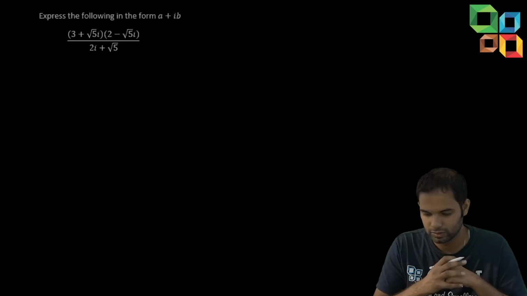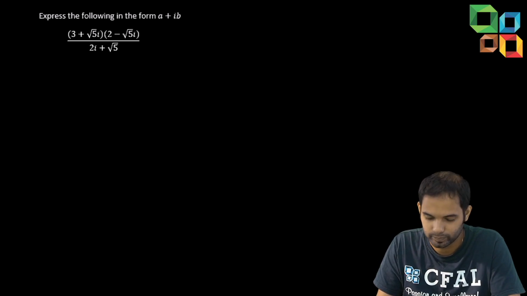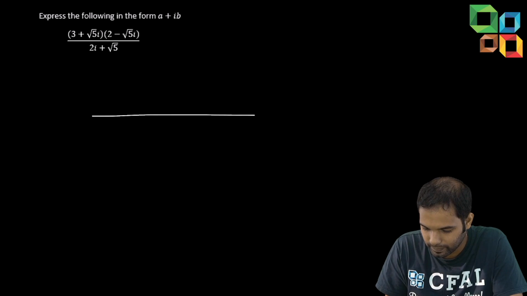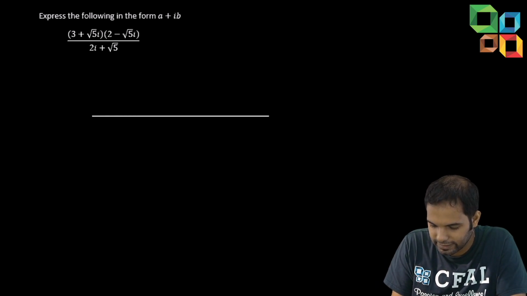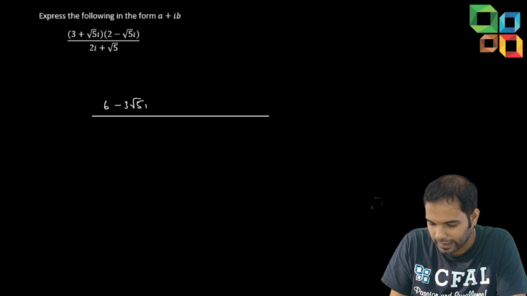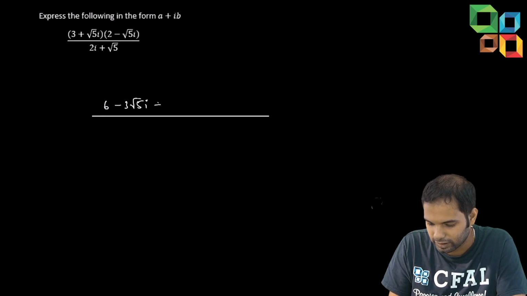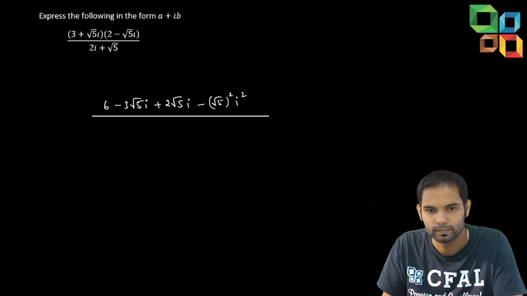Okay. So let us try this problem. We want to write in terms of a plus ib, right? So numerator, we can just multiply. So it's 3 into 2 is 6. Now, again, 3 into minus root 5, so minus root 5i. Next term, 2 root 5i. And last term would be minus root 5 square into i square.